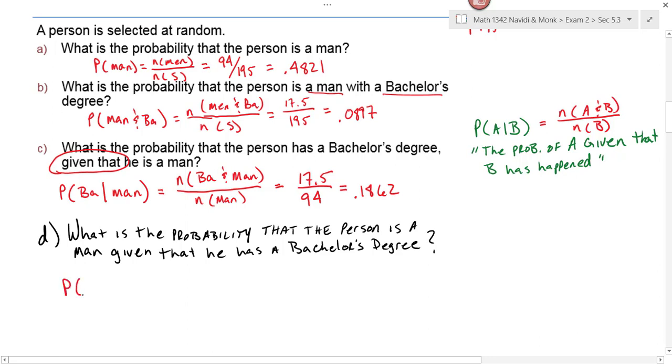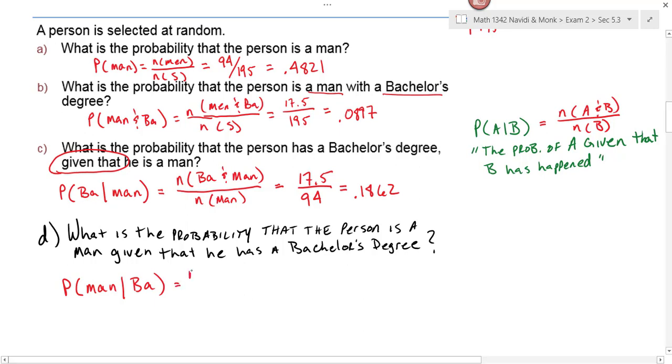So this is asking us, what is the probability that the person that we randomly select is a man, given that I've now restricted myself to somebody that already has a bachelor's degree? Do you see the difference between C and D, what I'm asking? What I changed was the condition. As a matter of fact, I just switched these two. Do you think that these will have the same probabilities? No, they're not going to.